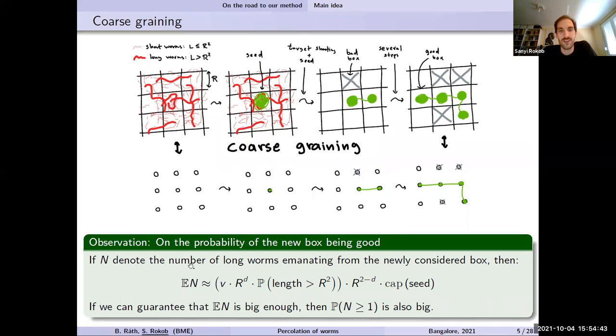So what I wanted to say here is that if we introduce the notation n for the number of long worms emanating from the newly considered box in the next step, then to have a possibility to grow a new seed connecting to the already explored cluster, we have to guarantee that there is, with high probability, such a worm which hits the already considered seed. And this probability can be guaranteed to be big if we can guarantee that the expected number of long worms emanating from this newly considered box is big. And the heuristic calculation, which can be made precise, is the following.